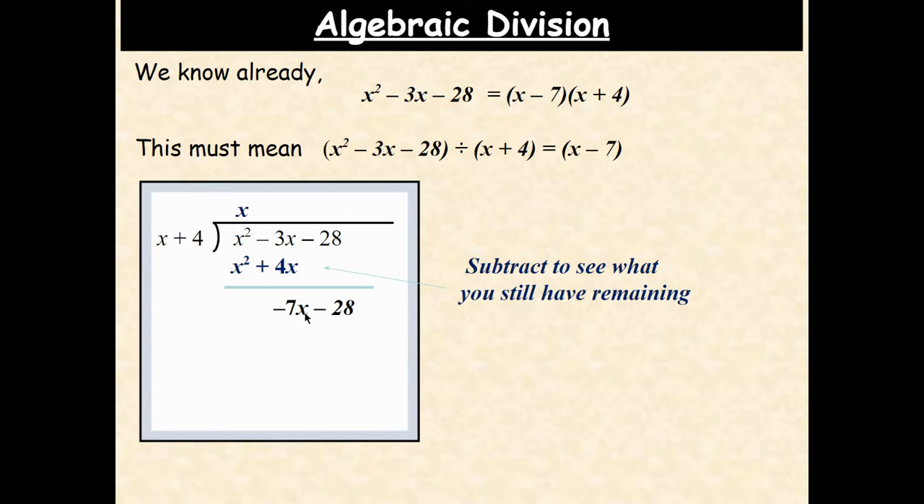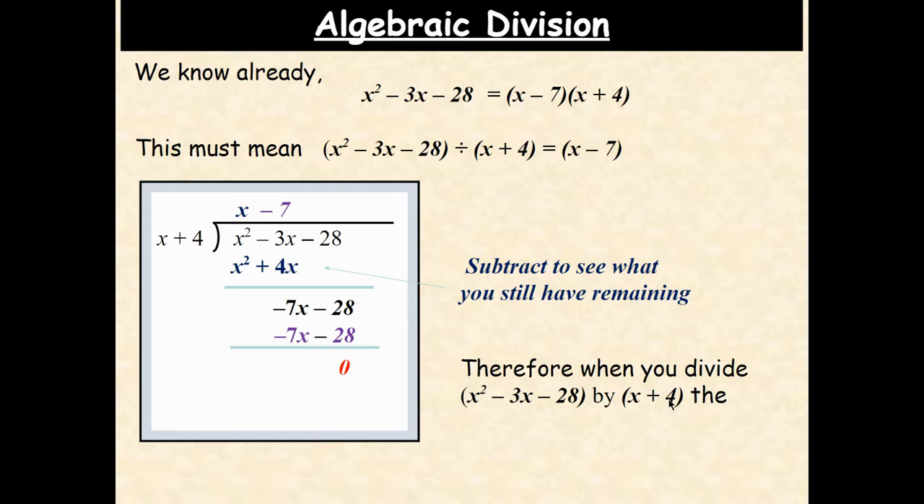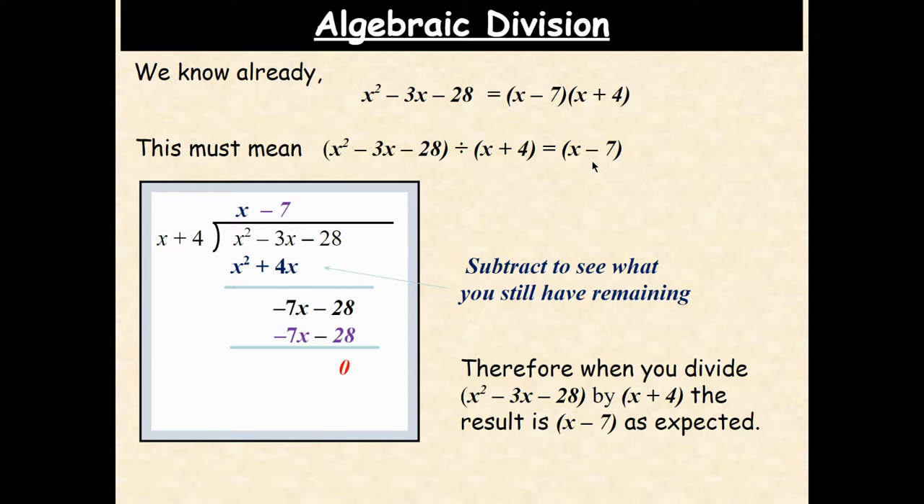x into negative 7x: negative 7x divided by x is negative 7. Negative 7 times (x plus 4). Subtracting these, negative 7x take away negative 7x is 0. Negative 28 take away negative 28 is 0. So we have, when we divide x squared minus 3x minus 28 by x plus 4, it gives us x minus 7, as we expected from having done our factorisation. And that is how we proceed with algebraic division.